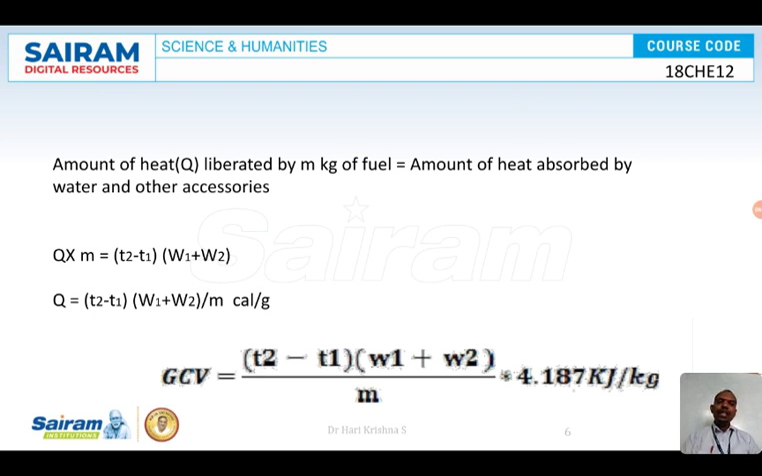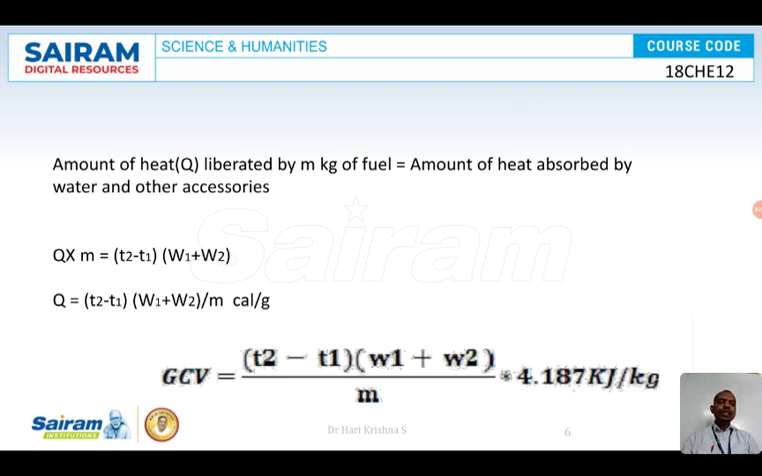Now, how to calculate the amount of heat liberated by water? It is not only sufficient to know the temperature; there are other factors which influence. So what are those? Let us see. The amount of heat liberated by m kg of fuel is equal to the amount of heat absorbed by water and other accessories. Right, when the fuel undergoes combustion, the heat will be absorbed by the water and other accessories.